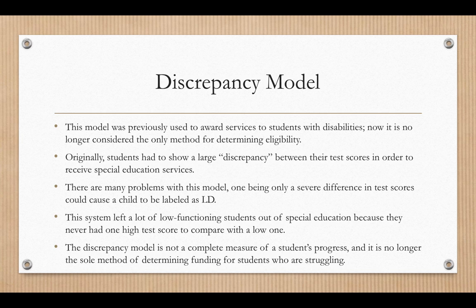This system has left a lot of low-functioning students out of special education because they never had one high test score to compare with a low one, and this model is not a complete measure of a student's progress, and it is no longer the sole method of determining funding for students who are struggling.